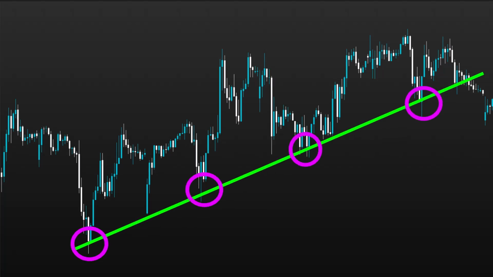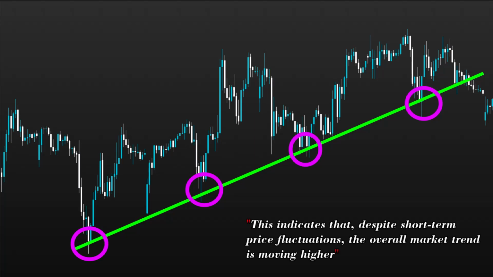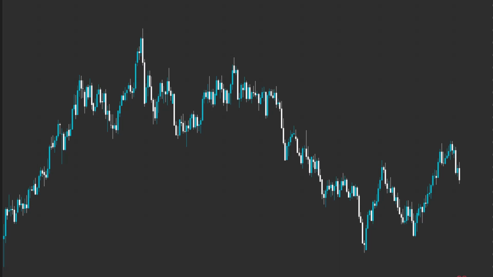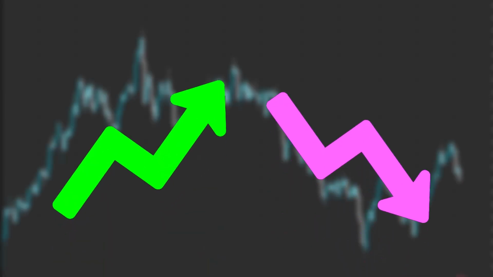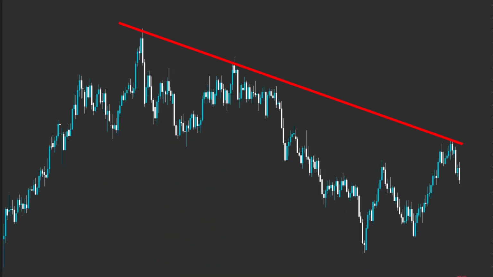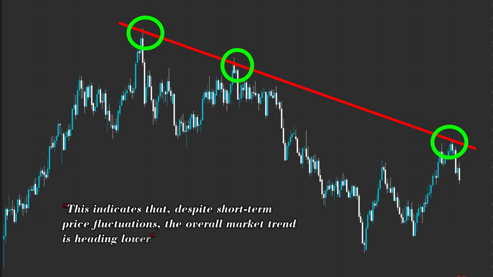By connecting the swing lows with a straight line, we observe that the trend line slopes upward. This indicates that despite short-term price fluctuations, the overall market trend is moving higher. Now let's consider the opposite scenario. On this next chart, we again see price fluctuations with movements both up and down. This time, when we draw a trend line connecting the swing highs, we see that it slopes downward. This indicates that despite short-term price fluctuations, the overall market trend is heading lower.